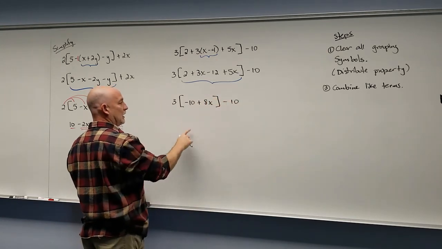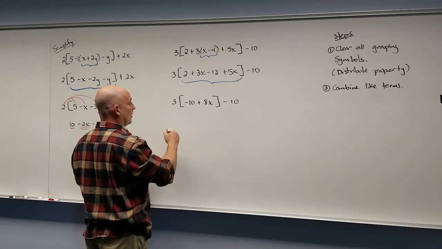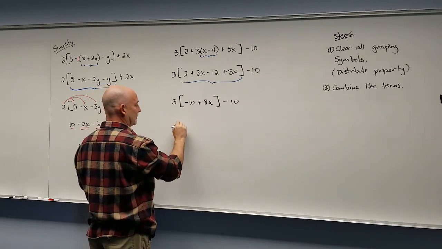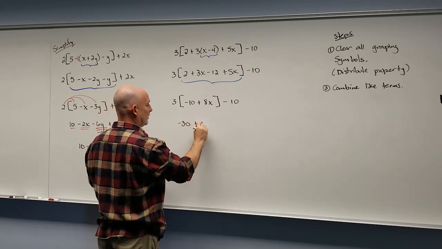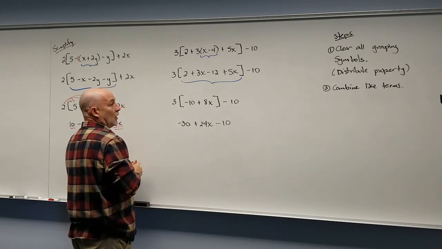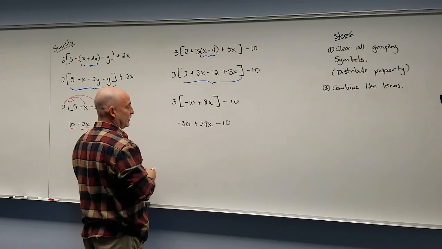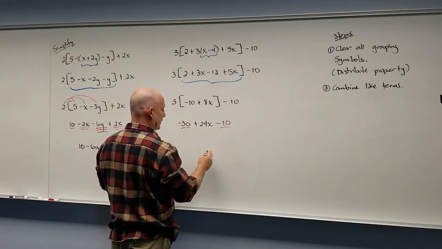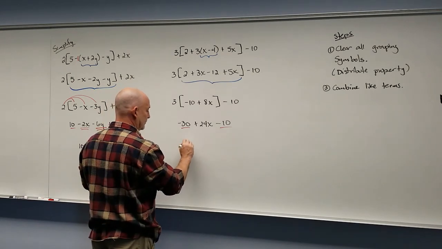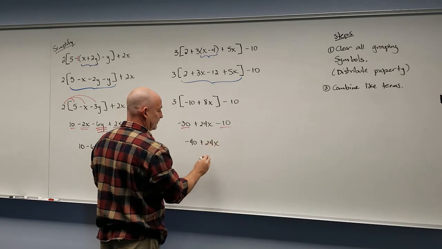All right, again, I can't do anything else inside these square brackets, so we need to distribute. When I distribute, everything inside of here needs to be multiplied by 3. So that's -30 plus 24x minus 10. All right, now that we don't have any more grouping symbols, we can just combine any like terms that we have left. Here we have some numbers, negative 30 and negative 10 gives me a negative 40. And 24x is all we have left.